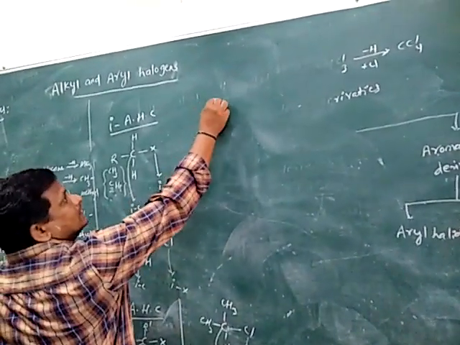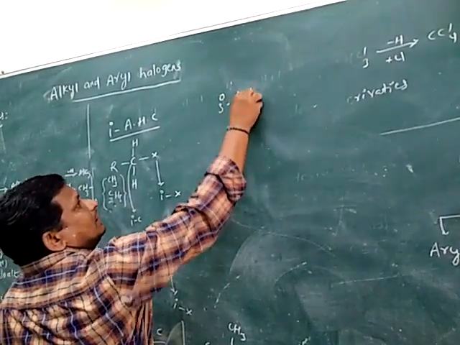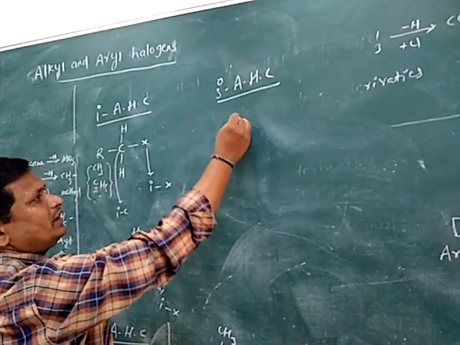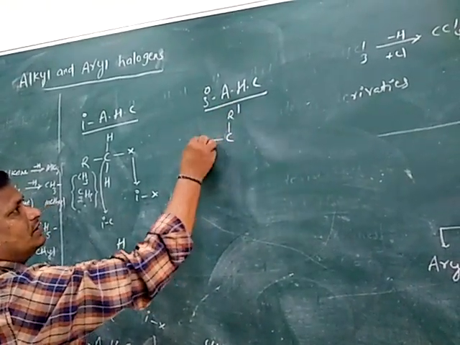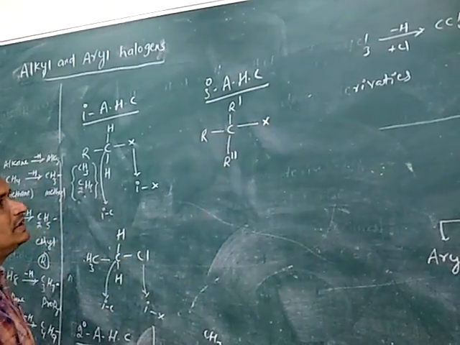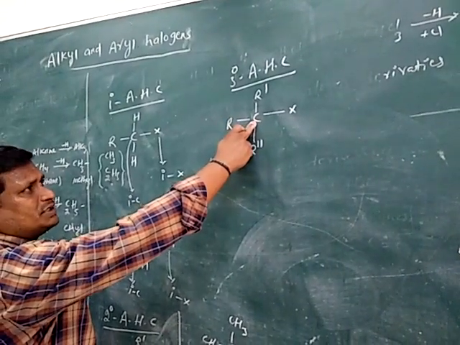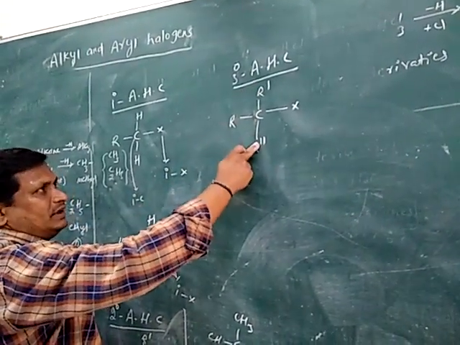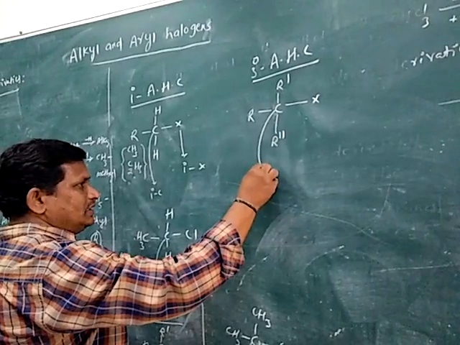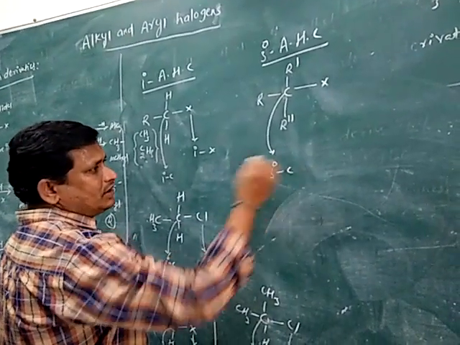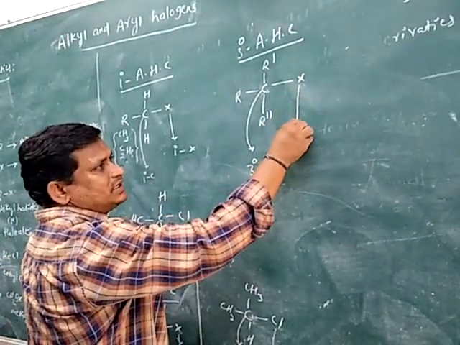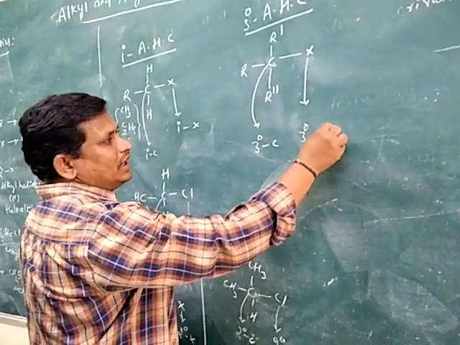So the next one is tertiary alkyl halogen compounds. It means, for example, if you take a carbon, it is R, R dash, R double dash, and X. Wherein this carbon is attached to another three alkyl groups, it means this carbon is attached to another three carbons, so this carbon is considered as a tertiary carbon. This halogen attached to the tertiary carbon is considered as a tertiary halogen.